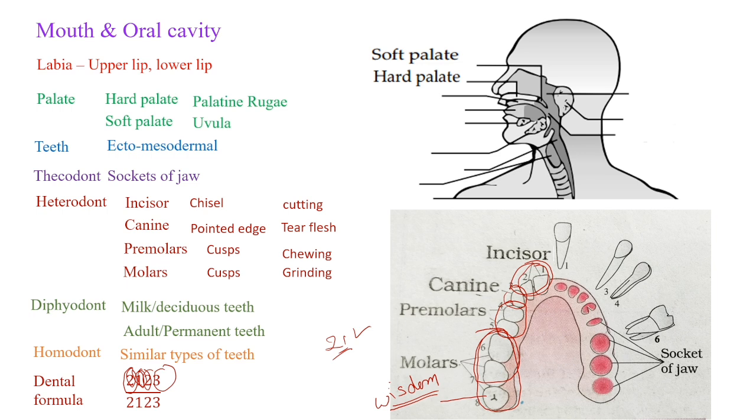If you come to the milk teeth dentition, it is 2, 1, 0, 2. In this, the premolars are completely absent, and there are only 2 molars. So this is about the parts present in the oral cavity.